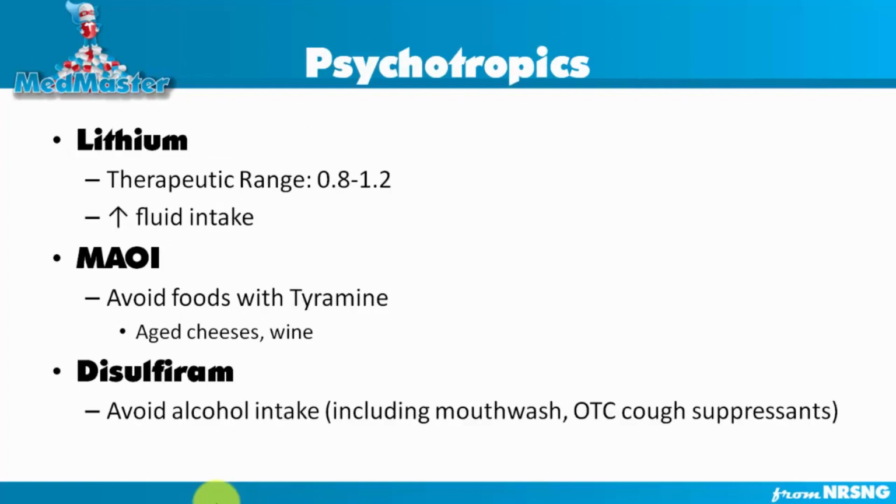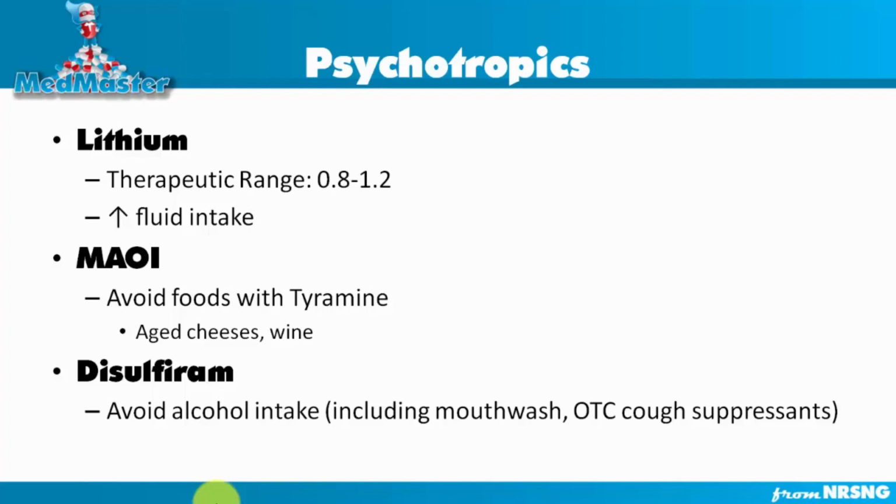Psychotropic drugs. There's a lot of psychotropic drugs to know. But the biggest ones you really want to keep in mind are going to be lithium, MAOIs, and disulfiram. So lithium, the biggest thing I want you to keep in mind is that there's a therapeutic range for it, and it's 0.8 to 1.2. We'll talk about that a bit more, but you want to be in that range in order for the drug to have the maximum effectiveness for your patient. You're also going to want to increase fluid intake when a patient is taking lithium.